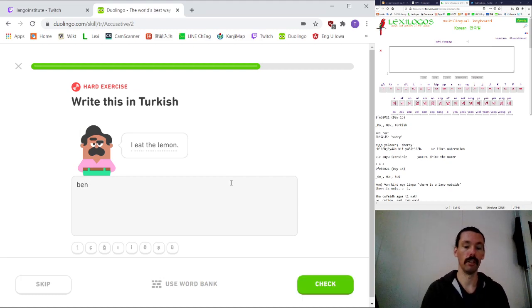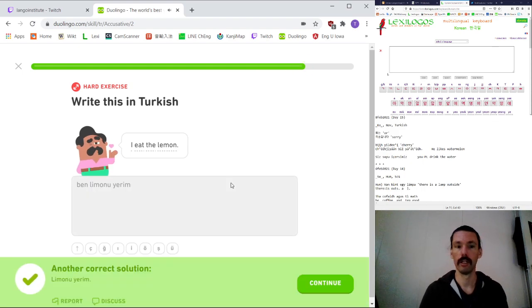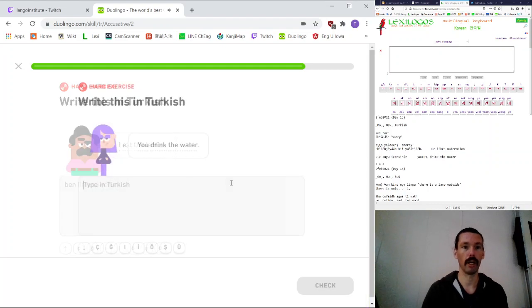Ben limonu. So u is the last vowel, and the closest we can get with our 4 options is u in terms of features of articulation and sound of the vowels. Limonu yerim. Yer yerim. Limonu yerim. We can drop the ben.